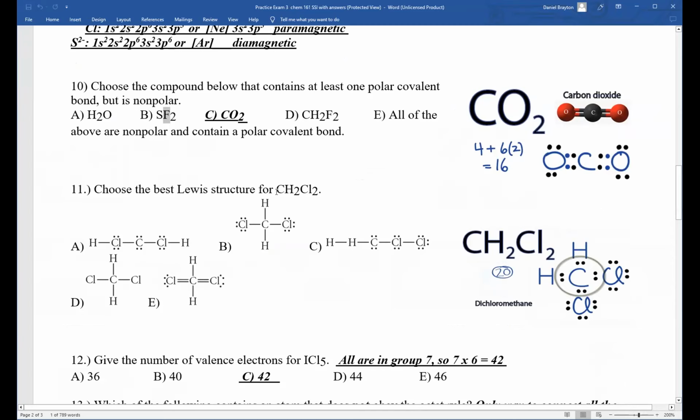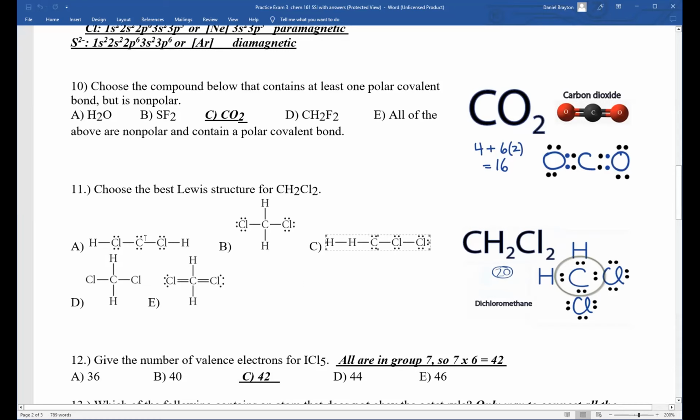Choose the best Lewis structure for CH2Cl2. All right, if you just pick the central atom, carbon is the least electronegative, so you would think it's going to be the central atom. But let's eliminate things like this one. This hydrogen here has 2 bonds, so that's 4 electrons. So that one's ridiculous. E here, this carbon in the middle has 4, 8, 10, 12 electrons around it. That doesn't make any sense. So we've eliminated several of these.